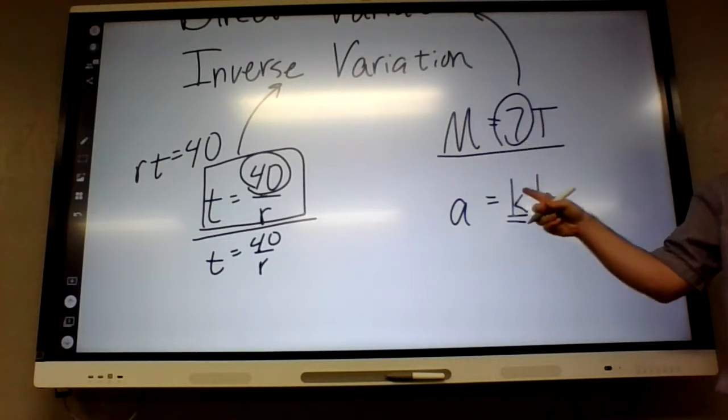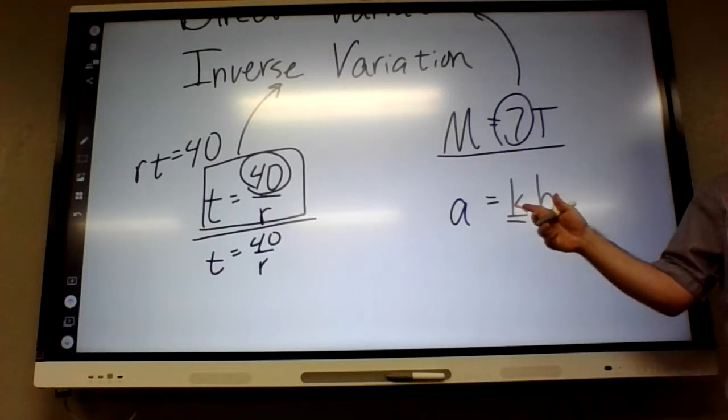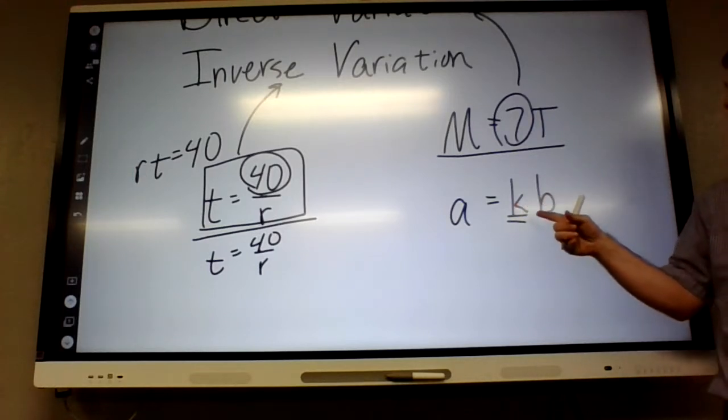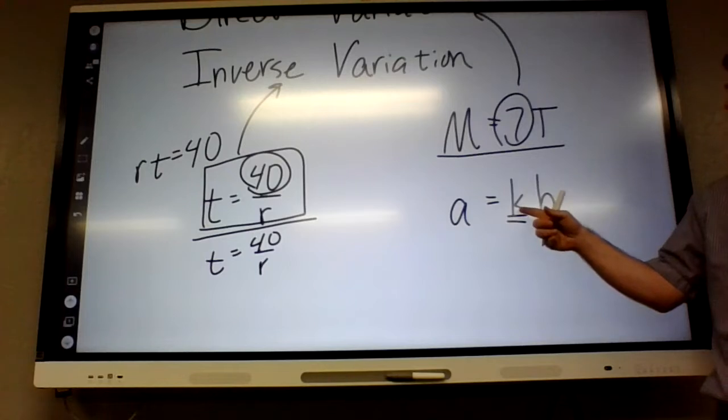Don't ask me why they use K. Shouldn't it be C? Constant's not spelled with a K. But yeah, K stands for the constant of variation.